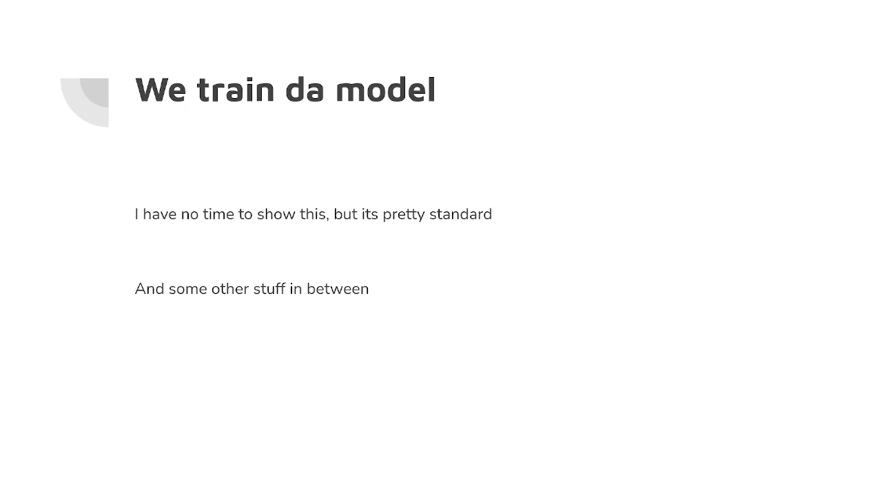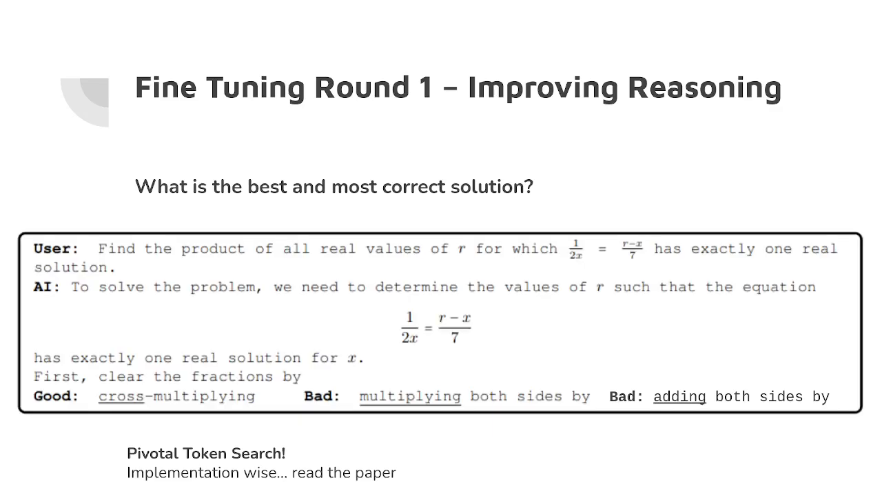Now we train the model. So this is just pre-training, and we're trying to push as much information as we can into the model. I have no time to show this, but it's pretty stock standard, pretty general. And there's some other stuff in between, such as increasing context length. So mid-training is what they call it.